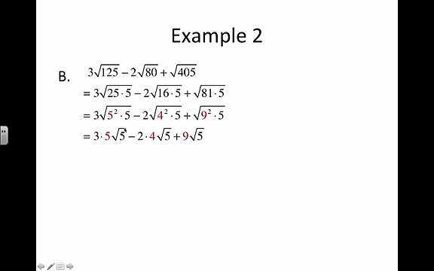So I'm going to have 3 times 5 times the square root of 5, minus 2 times 4 times the square root of 5, plus 9 times the square root of 5. So I have 15 square root of 5 minus 8 square root of 5 plus 9 square root of 5. So 15 square root of 5 minus 8 square root of 5 is 7 square root of 5, plus 9 square root of 5 is 16 square root of 5.